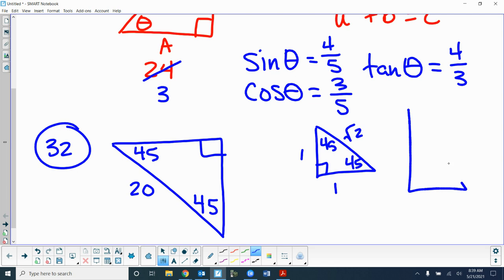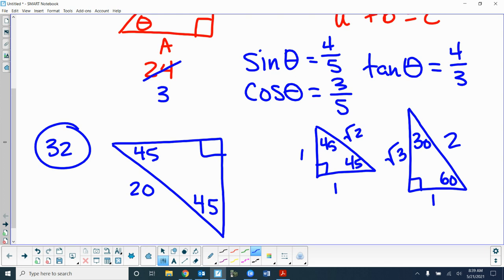And then on the 30, 60, 90, the short leg, opposite the 30, was a 1. What's the hypotenuse? No, not radical 3. That's the side opposite 60. Double it, yeah, so that's 2. The hypotenuse is always twice as long as the short leg on the 30, 60, 90. So if you want to write those on your note card, that's fine. So that's what I would do.